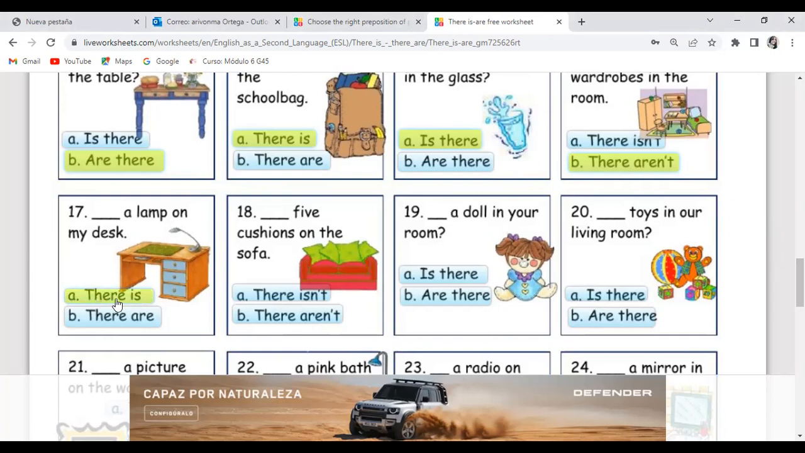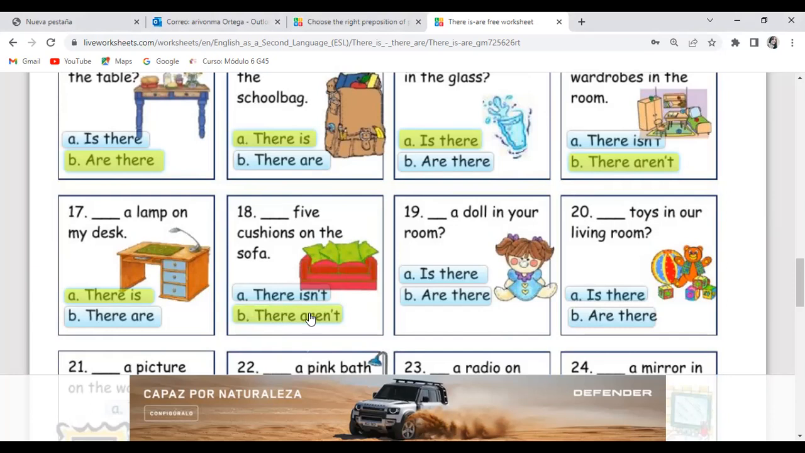Number 18. Look, this is also a negative sentence, so you have to tell me. There isn't or there aren't. Remember that here we are talking about 5 cushions. So, Paola says, there aren't. Yes, very good. There aren't 5 cushions on the sofa because there are only 4. If you can see the sofa, there are only 4 cushions.